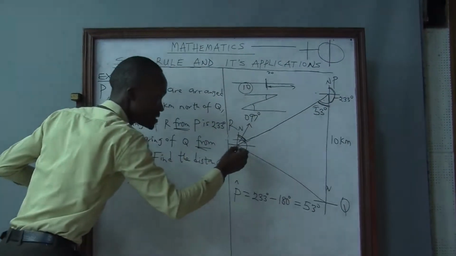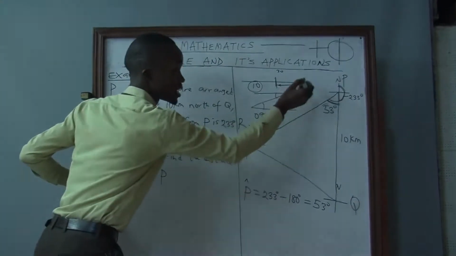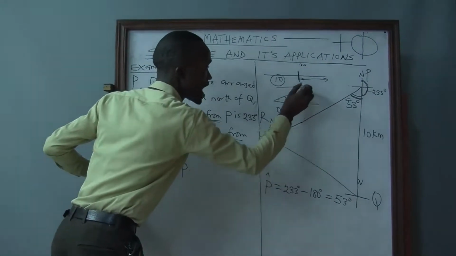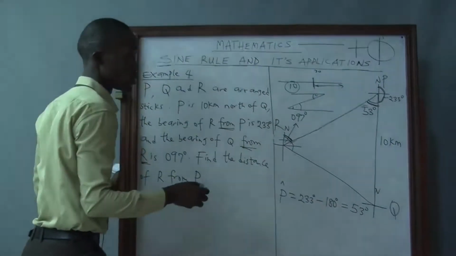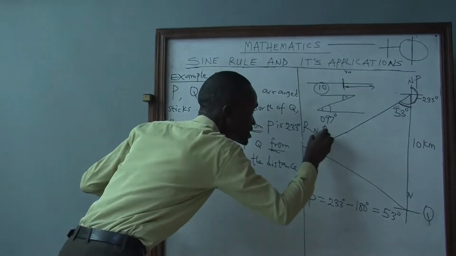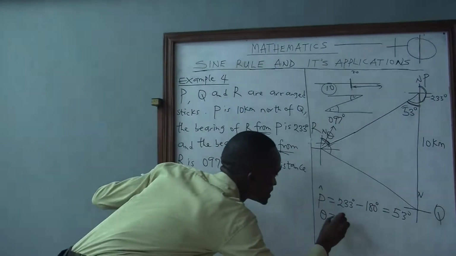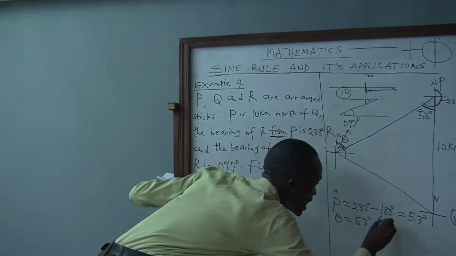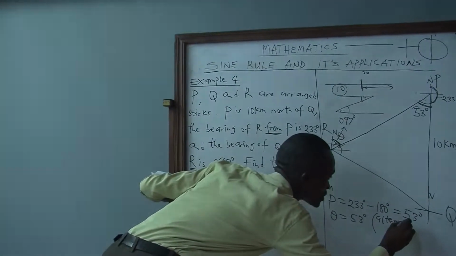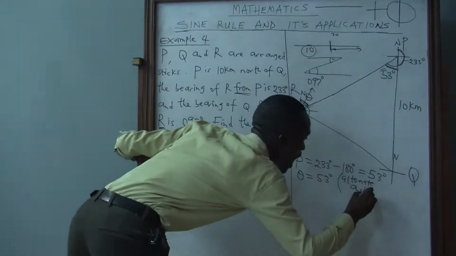This, like this, which is just something like this. This angle and this angle are equal because we call them alternate angles. So if I denote this one with theta, theta is equal to 53 degrees, and the reason for that is alternate angles.